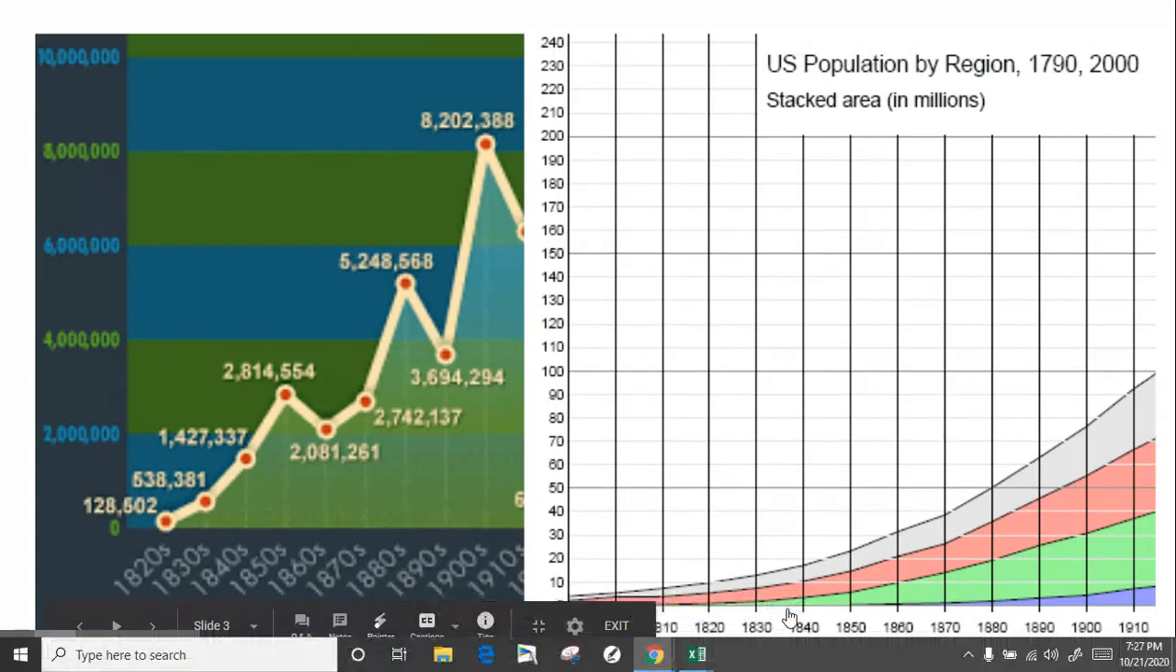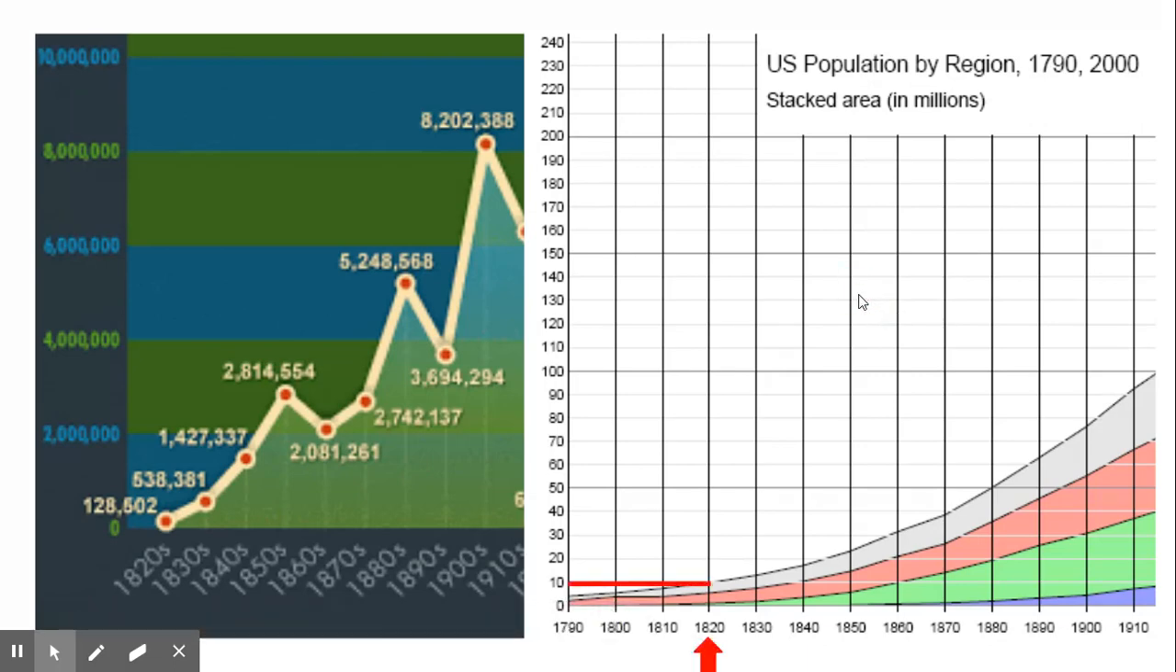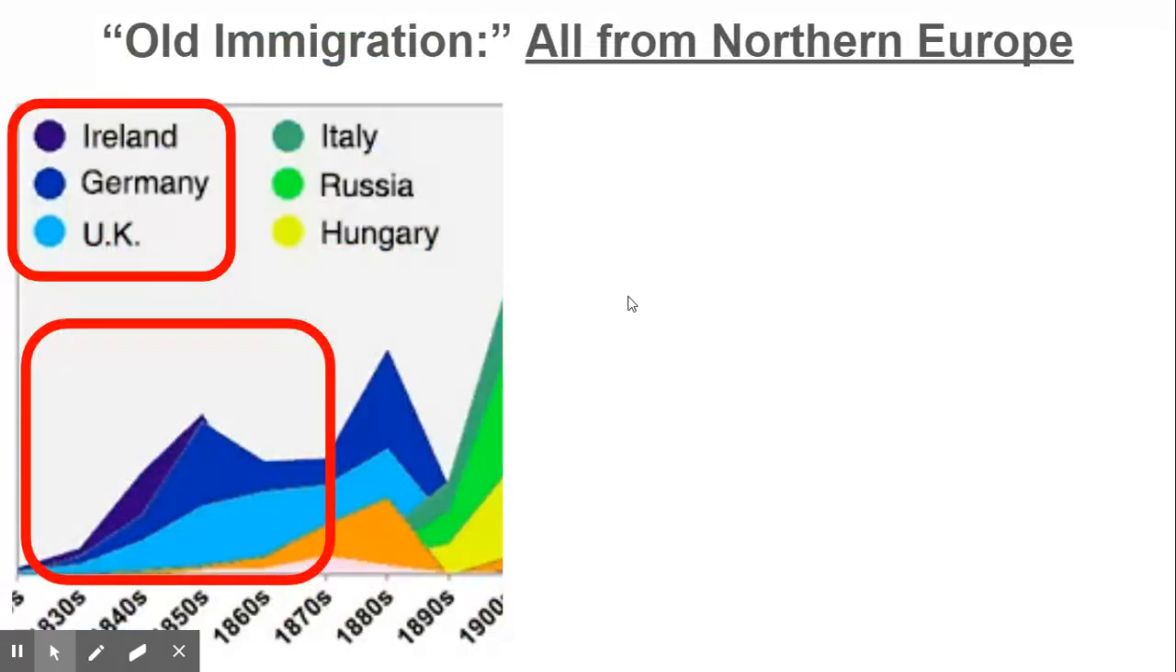This map we looked at, and we want to focus mainly on this one over here, shows just how rapidly the population within the United States grew. The map starts at 1790 with about 10 million residents in the United States, and it just goes up and up. Really takes off after the Civil War, and goes up exponentially for the next few decades. We talked about old immigrants versus new immigrants.